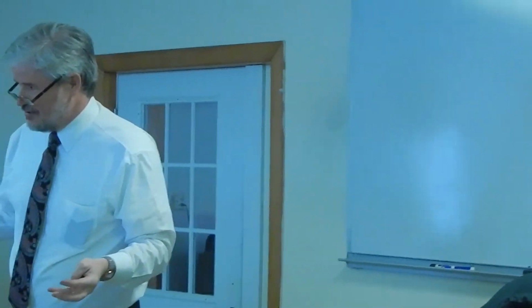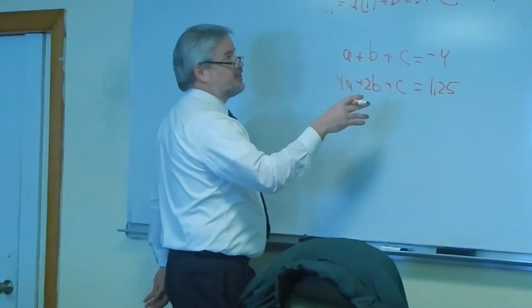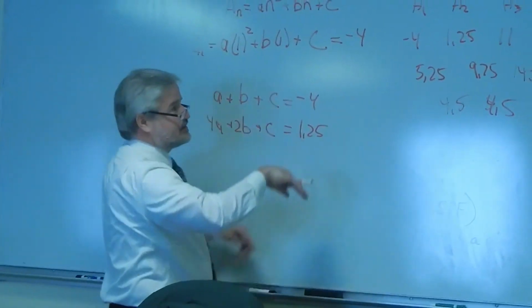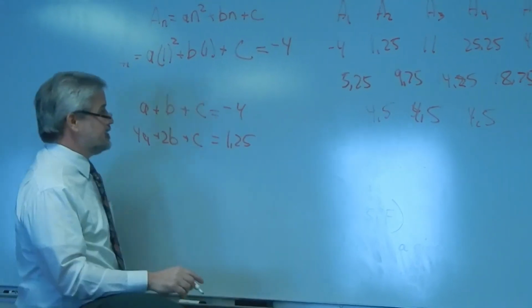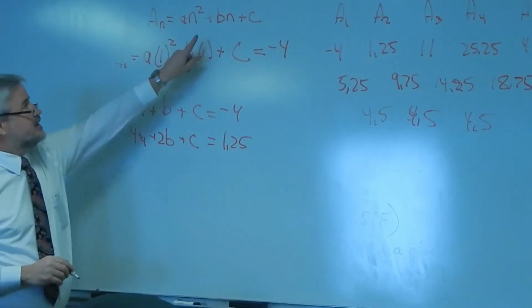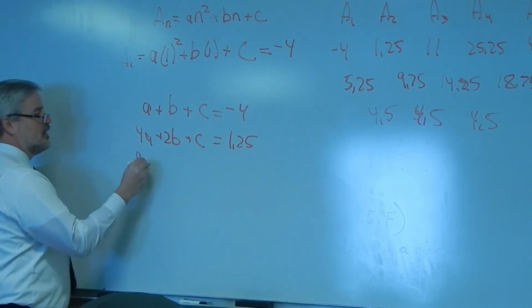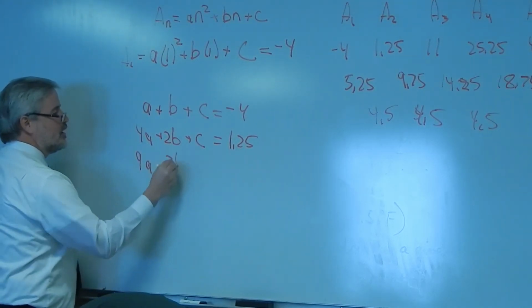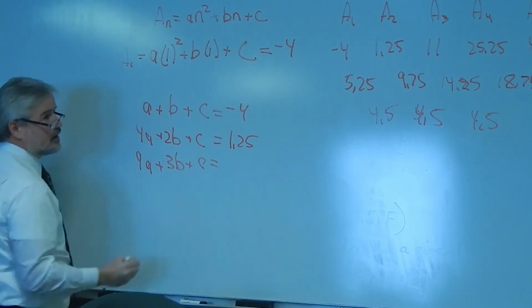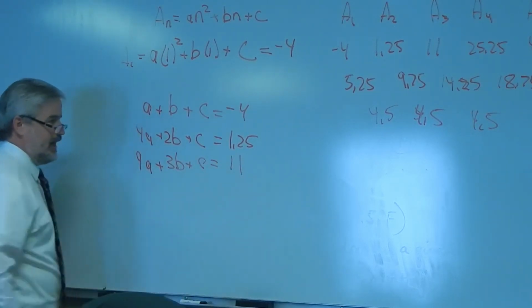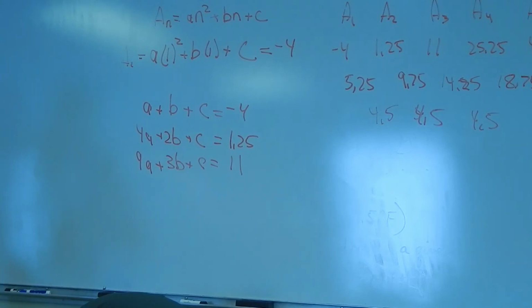Is that going to give me a unique solution? No, we need 1 more. So we do A3. A3 is 11, right? And so when n is equal to 3, we get 9a plus 3b plus c equals 11. Now, at this point, we say I've got a system of 3 equations with 3 unknowns.